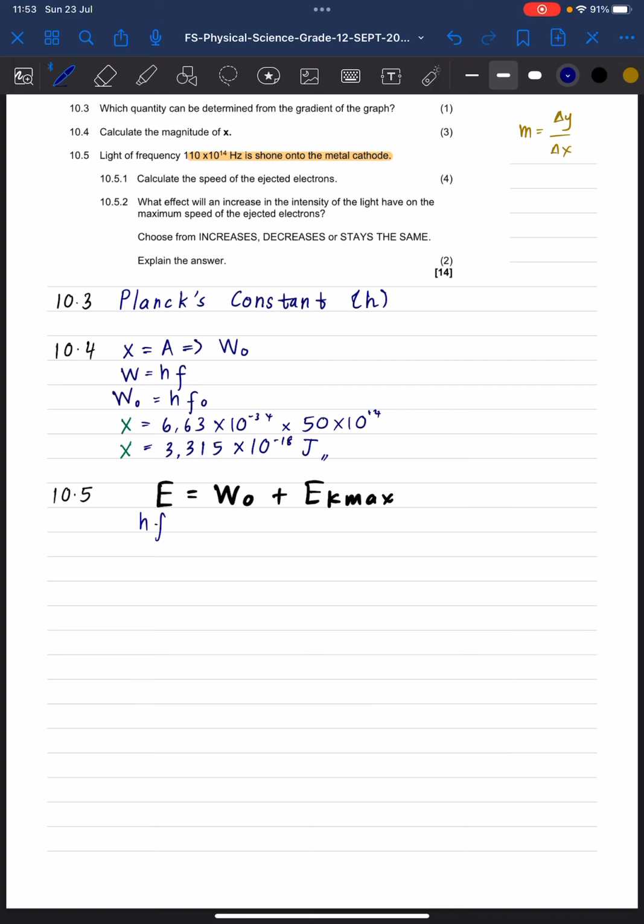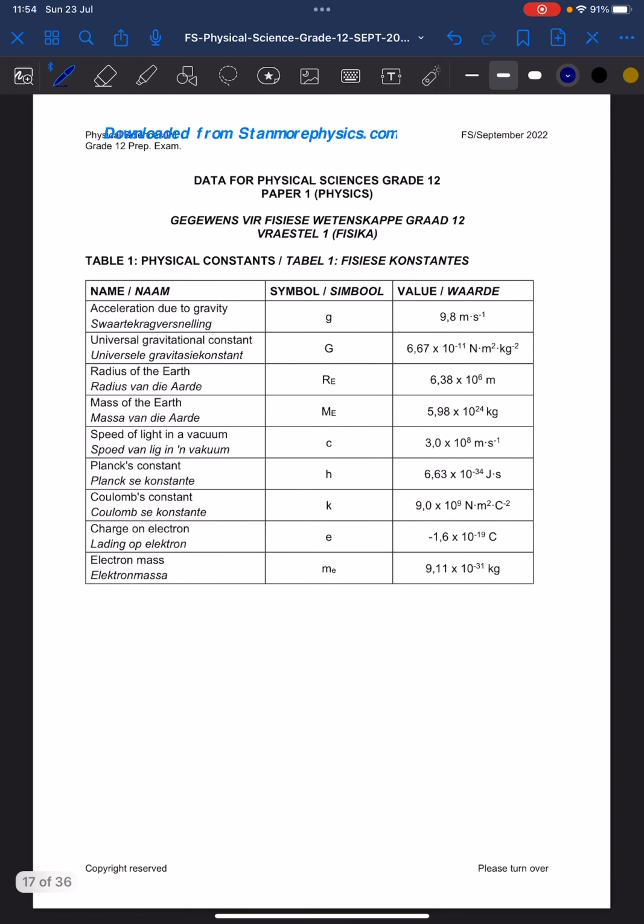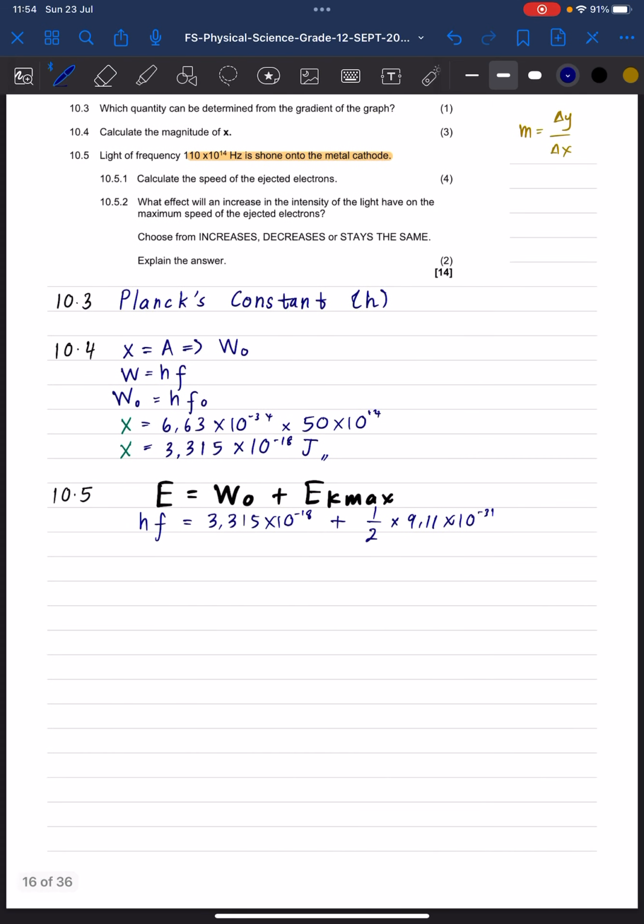So we're going to expand this h times f. And over here, we know what the value of this is from the previous question, 3.315 times 10 to the 18. And I'm also going to expand this over here, half. And remember, we are talking about a photoelectron, which is an electron. So you want to get the mass of an electron. The mass of an electron is 9.11 times 10 to the negative 31 kg.